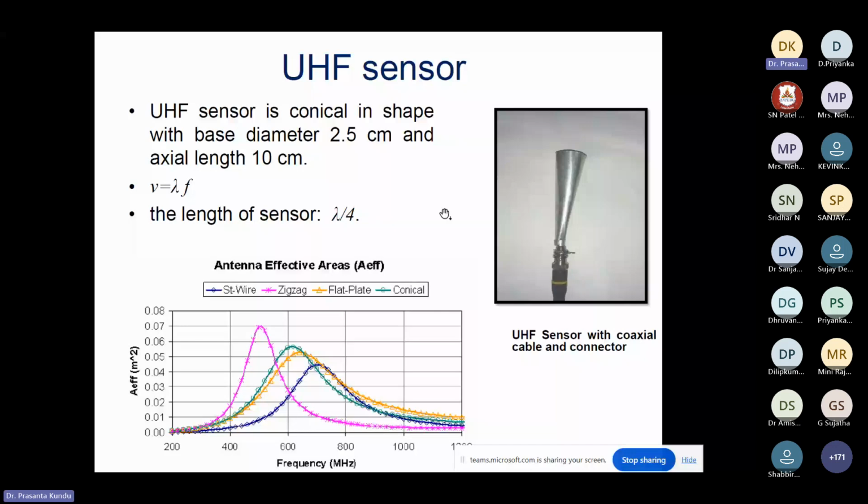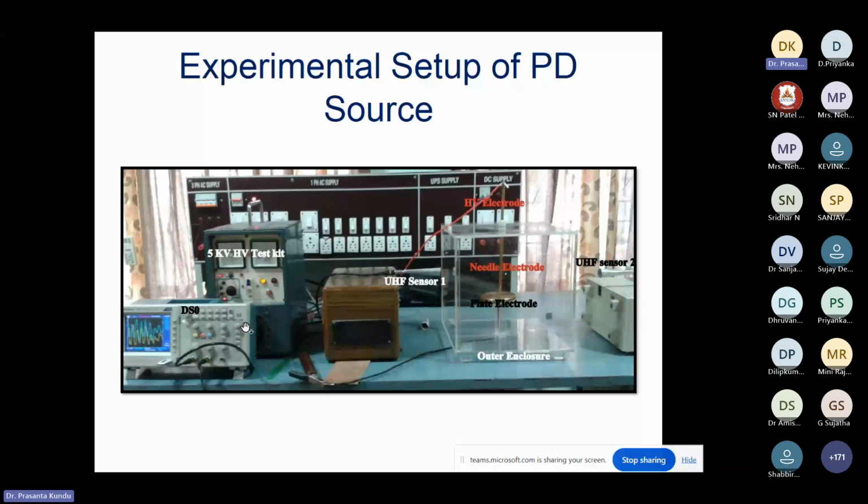This is a typical setup of UHF sensors, with the HV source and the DSO measuring it. This is one of the setups. We have many setups for different cases. We put the PD sources, then high voltage is applied.